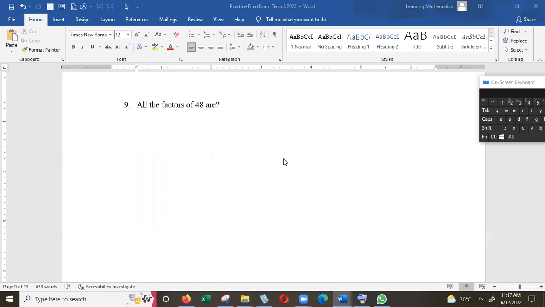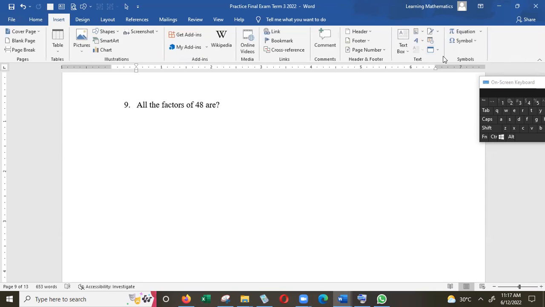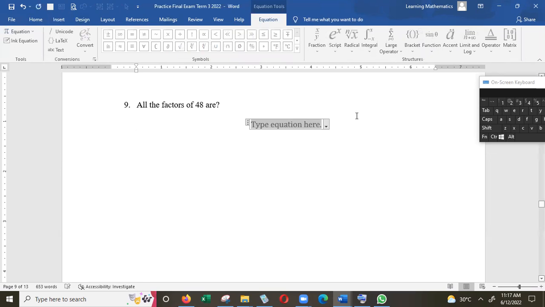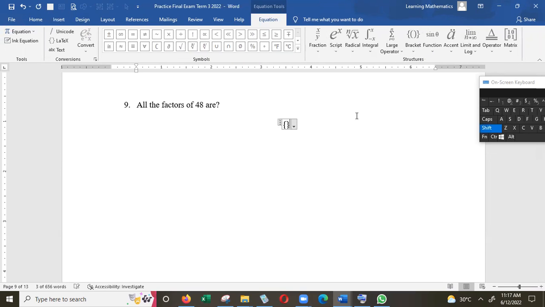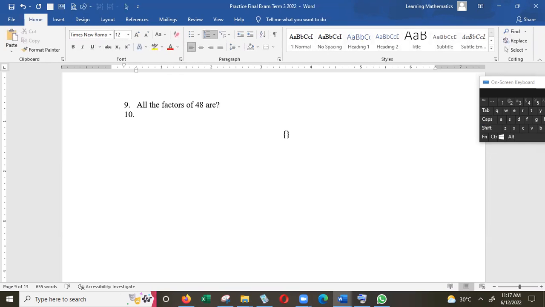This question says all the factors of 48 are. So we have to list the factors of 48. Now, when you are listing, you must use the curly brackets. Let's write the root solution here.